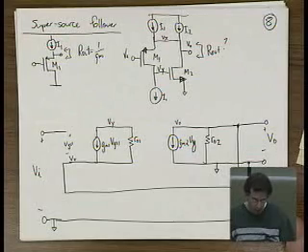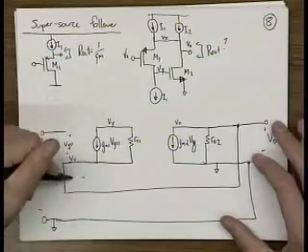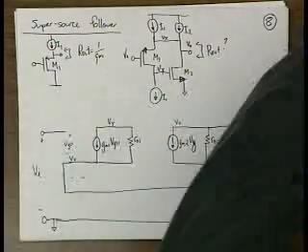Okay? And once I've done that, it should start to become a little bit more obvious what kind of network we're dealing with, what kind of feedback we're dealing with. You can identify your main amplifier. I'm going to change color.